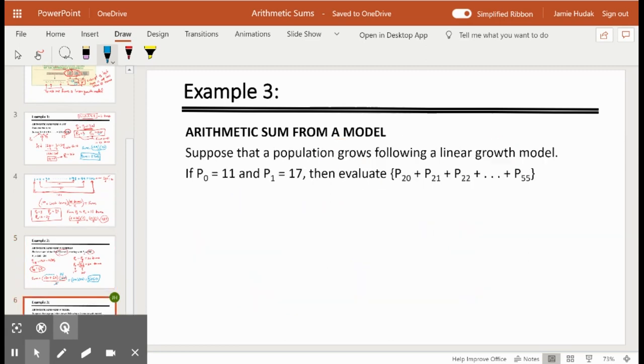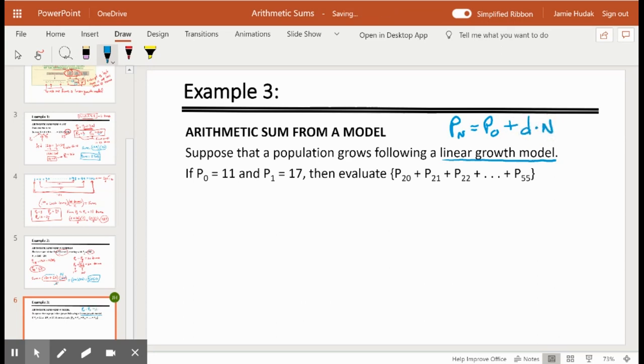And one last example, just to show you a different way the question can be asked. Suppose that a population grows following a linear growth model. Once we read that, we know that our formula is P sub n equals P0 plus the common difference times n, which is the subscript of the term. We know that P0 is 11, so I can update my formula: Pn is equal to 11 plus, from P0 to P1, that difference is 6, so my common difference is 6 times n, so I have my formula now.